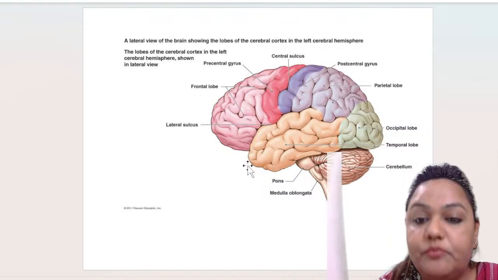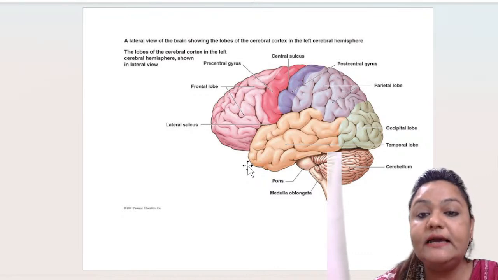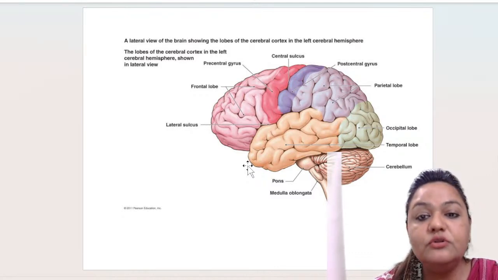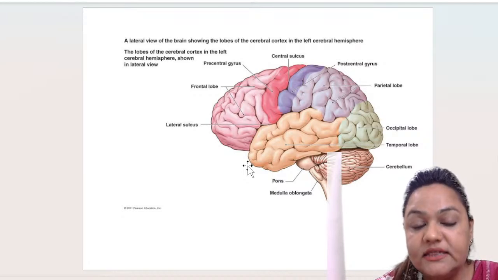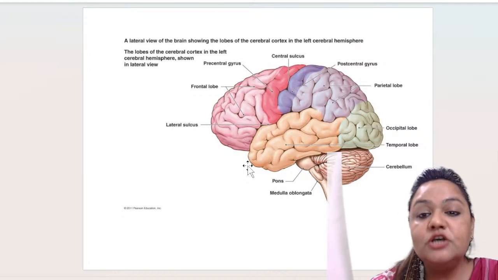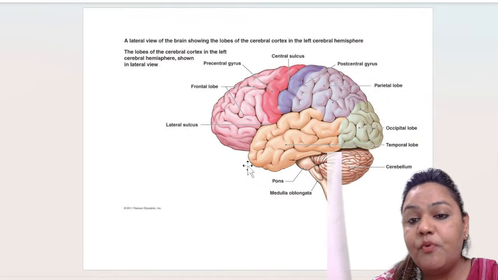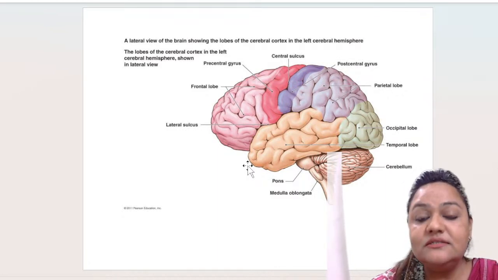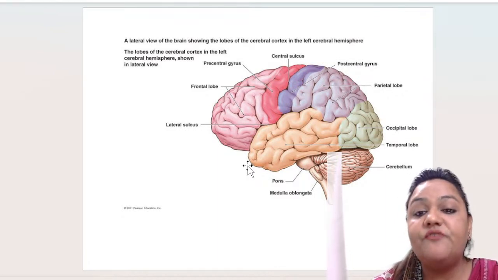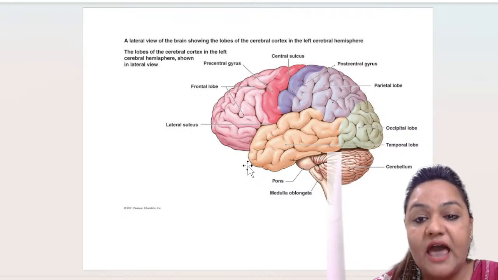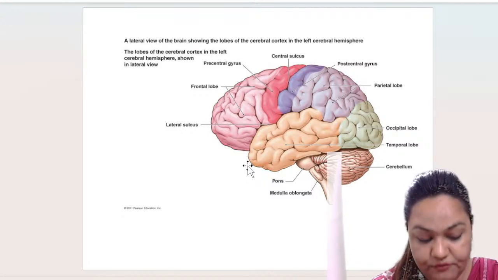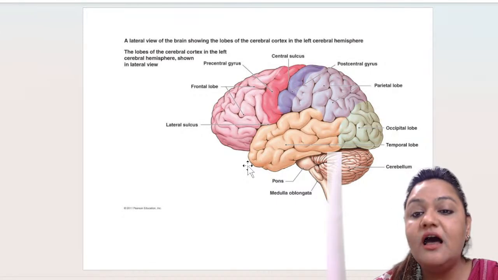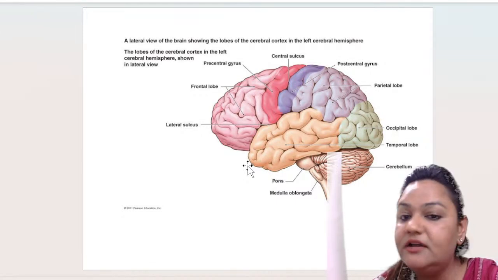Now we will talk about the cranial cavity. So we all know the cerebrum, it is occupying the cranial cavity. So to accommodate the poles of the cerebrum, this cranial cavity is divided into three parts. So we have anterior cranial fossa, we have posterior cranial fossa, and we have middle cranial fossa.